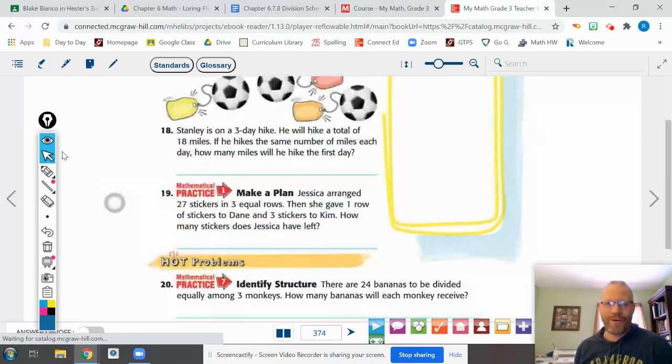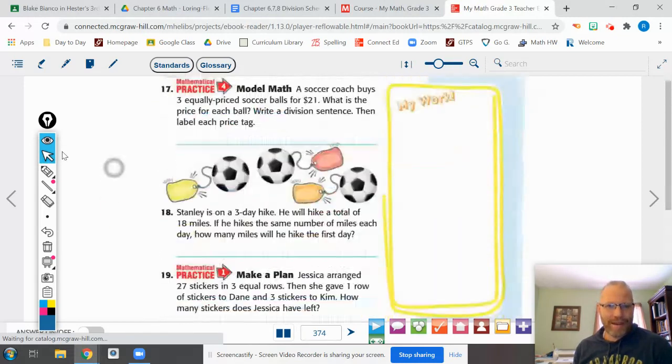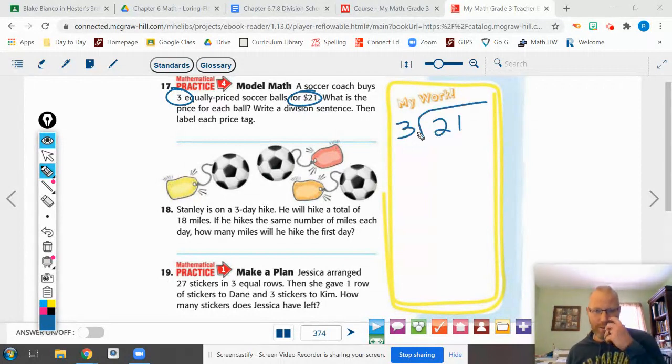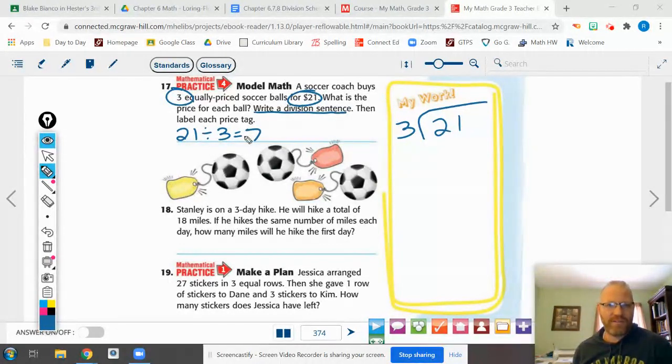So 374, we have a soccer coach buys 3 equally priced soccer balls for $21. So he has 3 soccer balls. So 21 divided by 3, or 3 times what equals 21. So hopefully you said 21 divided by 3 equals 7. Take a look at it, write a division sentence like this. Then label each price tag. So we're going to label these to $7.